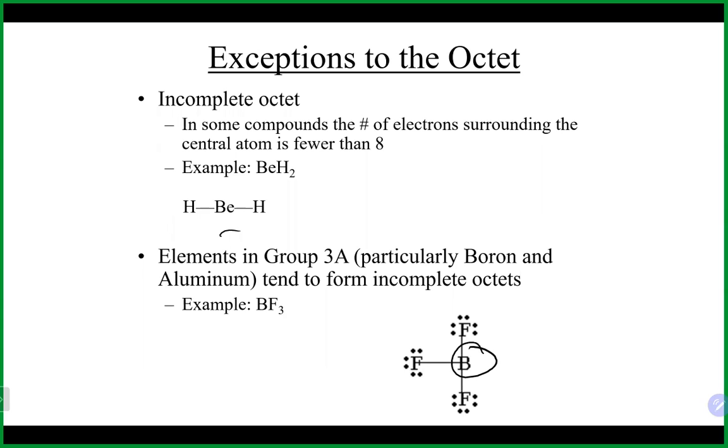BF3 is an example. We don't need to add any electrons to it because it's boron. Typically, if you look at the periodic table, beryllium, boron, and aluminum are usually the ones that fall into the incomplete octet. But out of those 3, boron is really the only non-metallish one that would do some covalent bonding. So that's usually your most common incomplete octet. One exception to the octet rule is something like boron, which is perfectly good with less than 8.